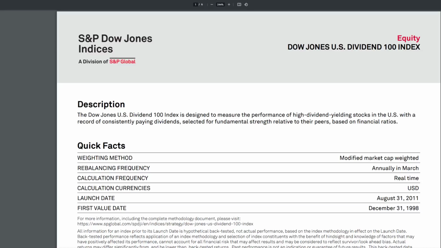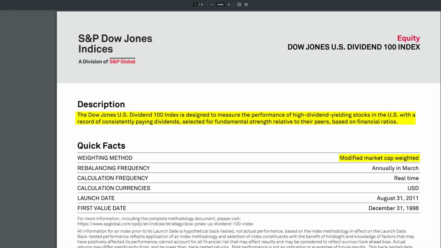Now let's take a look at the Dow Jones US Dividend 100 Index and what that exactly is. If you invest into SCHD, SCHD follows the Dow Jones US Dividend 100 Index, so you're getting that for the most part. The index is designed to measure the performance of high dividend yielding stocks in the US with a record of consistently paying dividends, selected for fundamental strength relative to their peers based on financial ratios. And because this is a market cap weighted index, it really is the survival of the fittest. It's not an actively managed ETF or index, and that's something that I really like about this.